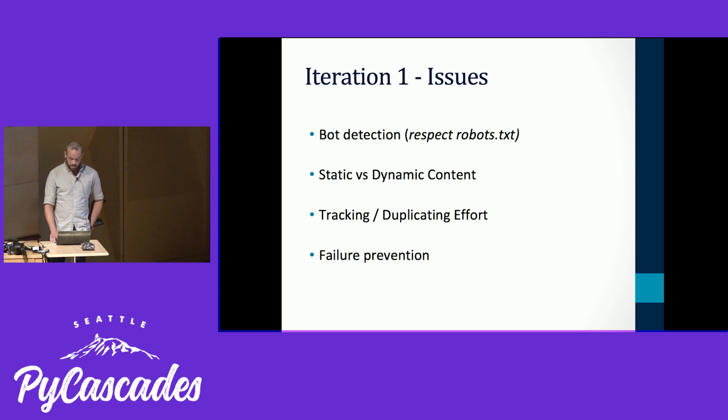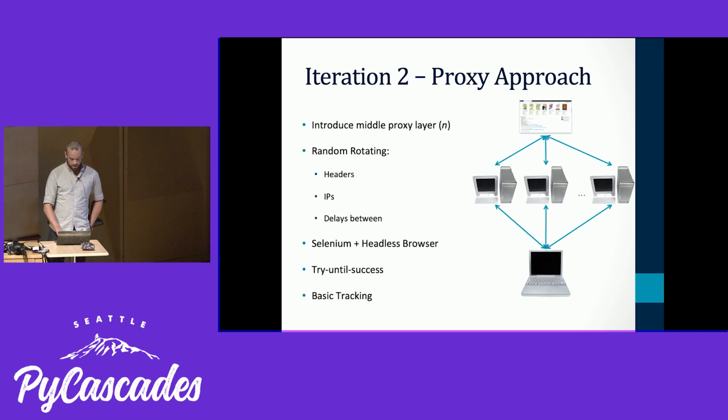So we want to address these with the next iteration of our scraper. For that, I typically would have used a proxy approach. What we're doing in this scraper is we're introducing a middle layer of proxies. Our still main central computer scraper server is going to feed the requests for the resources through one of many proxies. We're going to also start throttling the requests by using random delays between requests.